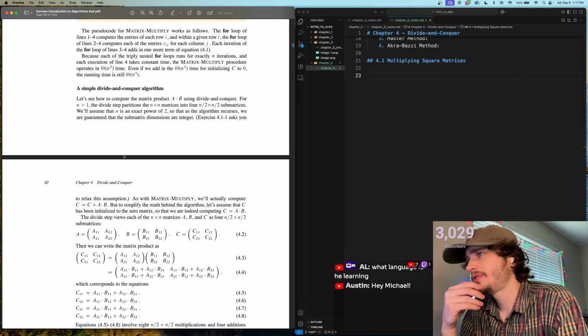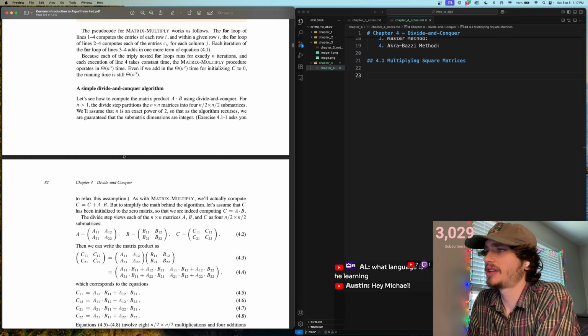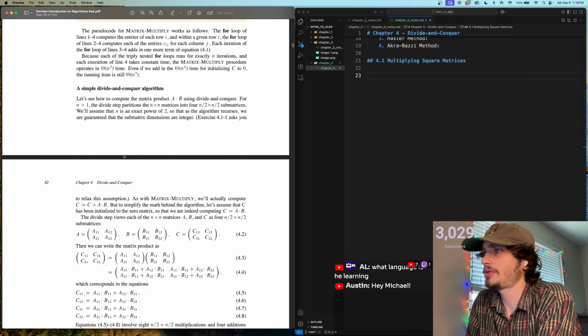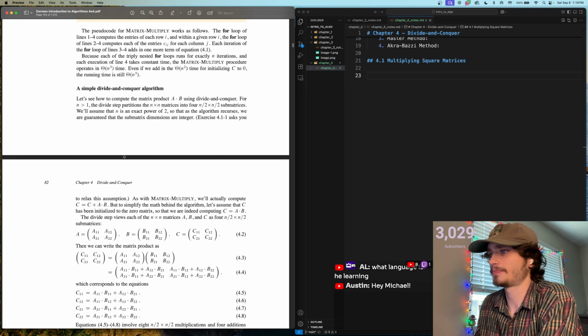Let's see how to compute the matrix product A times B using divide and conquer for n greater than 1. The divide step partitions the n by n matrices into 4 n over 2 by n over 2 submatrices. We'll assume that n is an exact power of 2, so that as the algorithm recurses, we are guaranteed that the submatrix dimensions are integers. Exercise 4.1-1 asks you to relax this assumption.